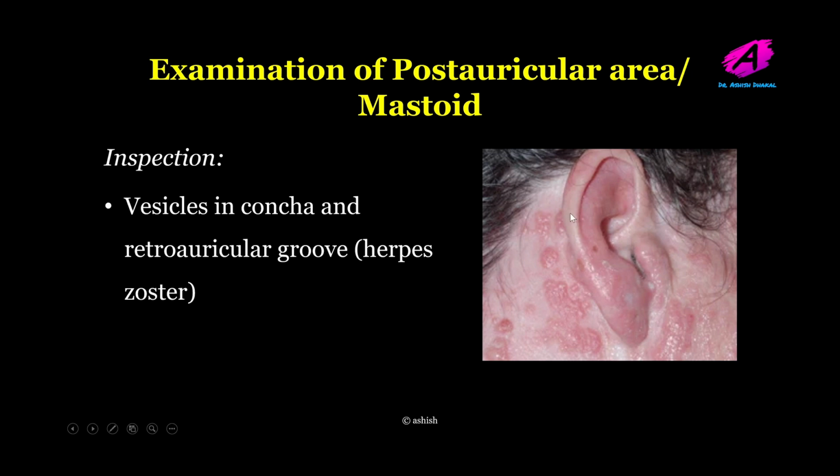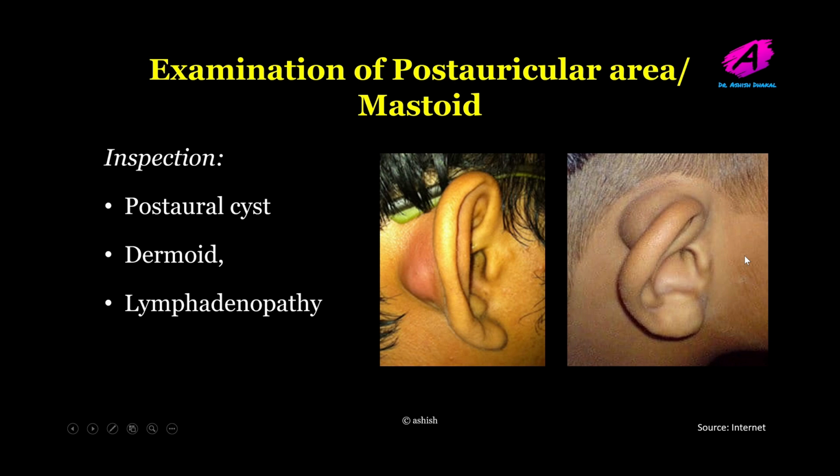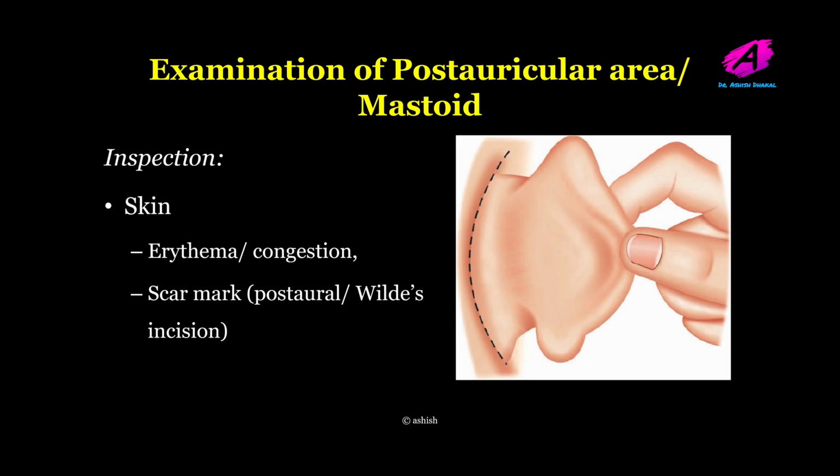On inspection you have to see for vesicles, if there is presence of vesicles in the concha and in the retroauricular groove. This is generally seen in herpes zoster. The other important thing you have to look for in the postauricular area is postauricular cyst, dermoid, or lymphadenopathy. So all these conditions may present as swelling in the postauricular area.